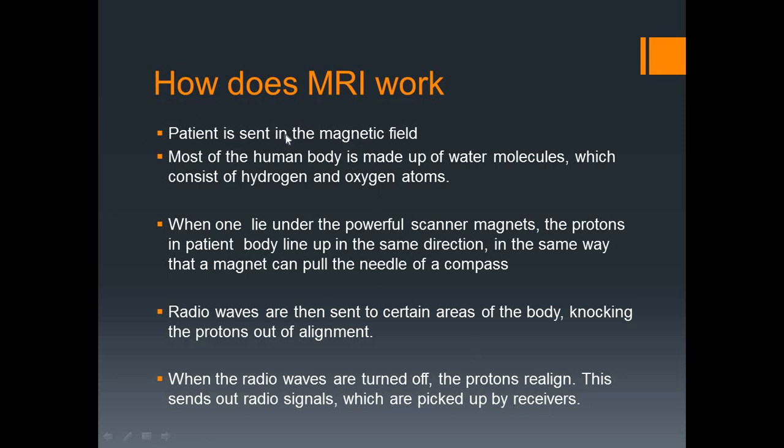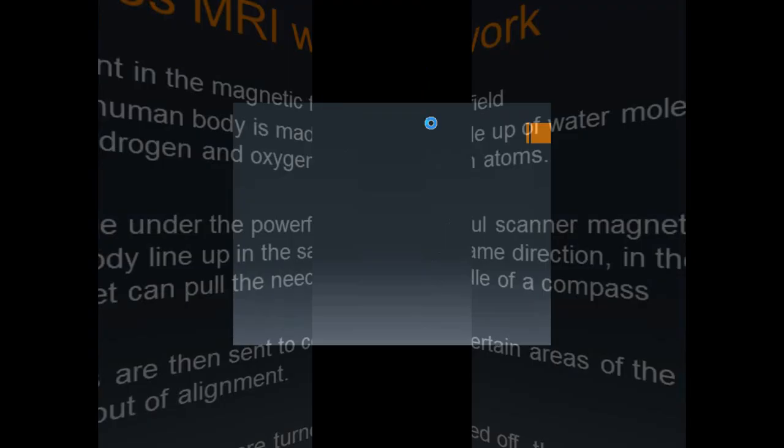So we can see that when the patient is in the magnetic field, the protons in the human body start aligning in the direction of the magnetic field. When the radio waves are sent to areas of the body, the protons change direction and align in a new direction. And when the radio waves are turned off, the protons come back to their original position, and at that time those protons send signals which are picked up by the receivers.